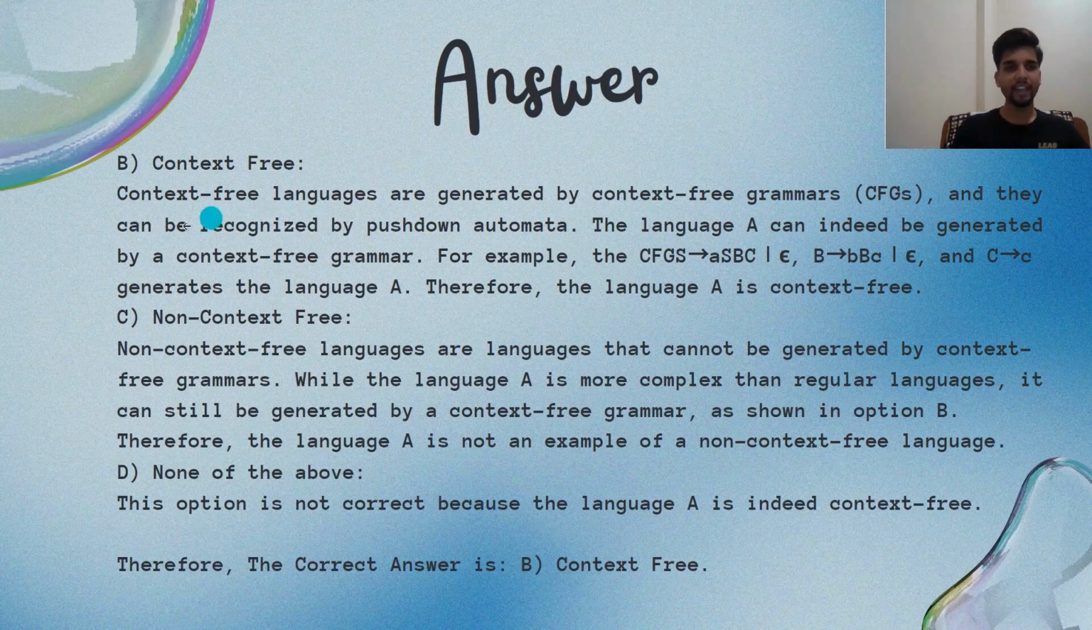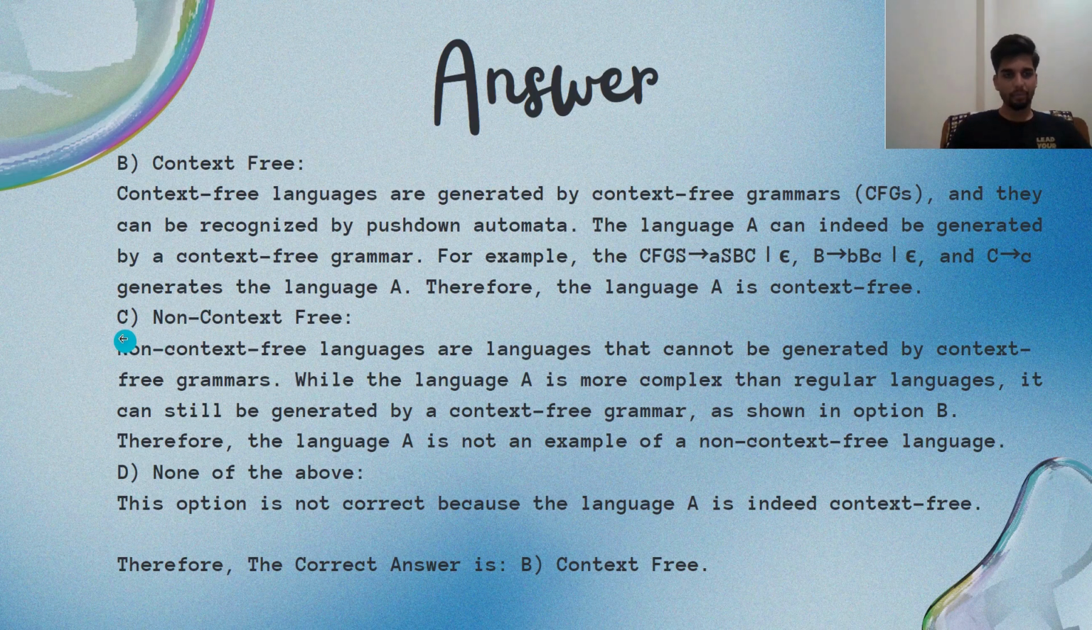We have context free. Context free languages are generated by context free grammars and they can be recognized by pushdown automata. The language A can indeed be generated by a context free grammar. For example, S gives aBC where a can be empty, B gives bB and empty also, and C gives cC, which generates the language A. Therefore, the language A is context free.